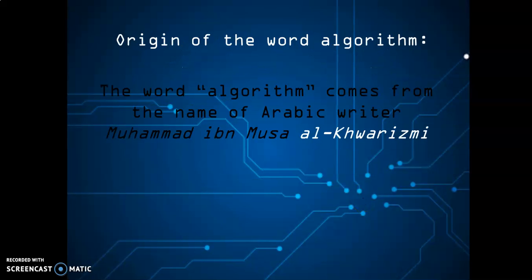Now let us see the origin of the word algorithm. The word algorithm seems to be a very English-like word, but it came from the name of the Arabic writer Muhammad ibn Musa al-Khwarizmi. He was an author and a mathematician, and he lived in Baghdad, and he wrote very important books about mathematics. And from his name, Al-Khwarizmi, the word algorithm came.